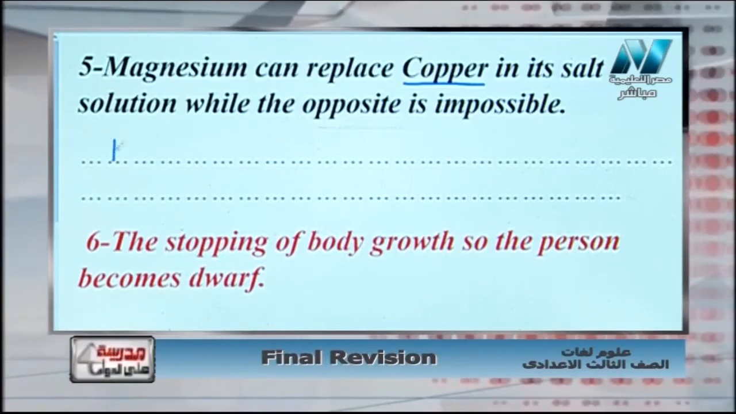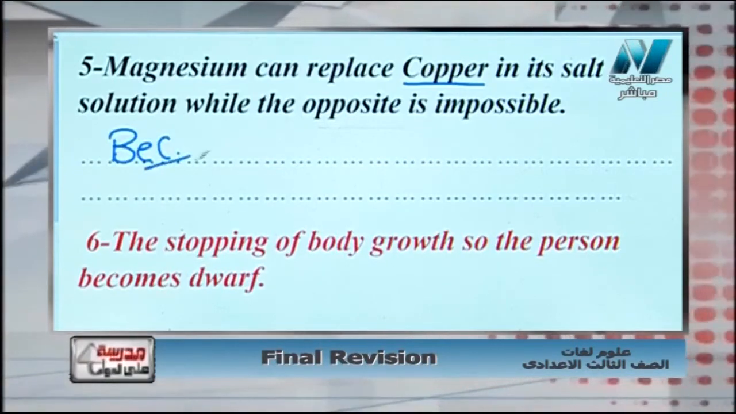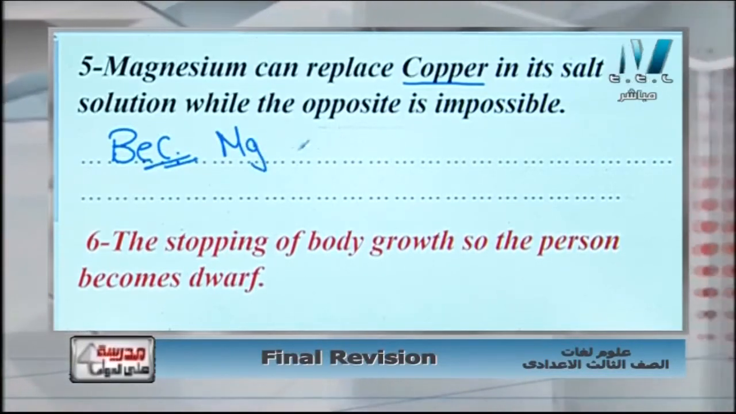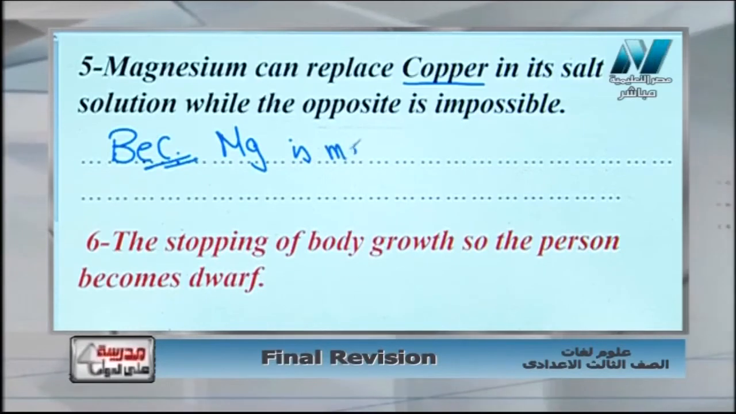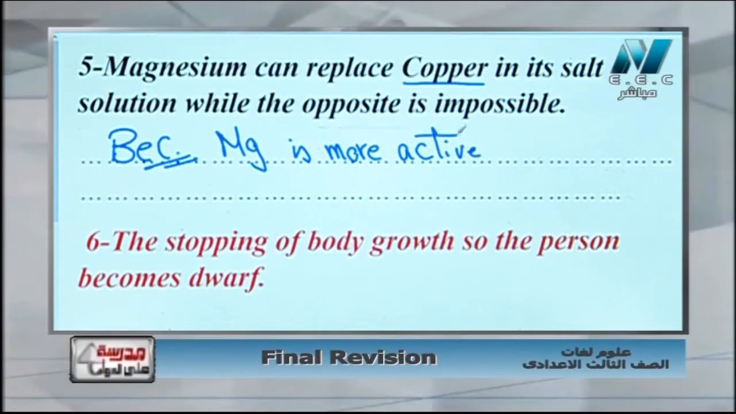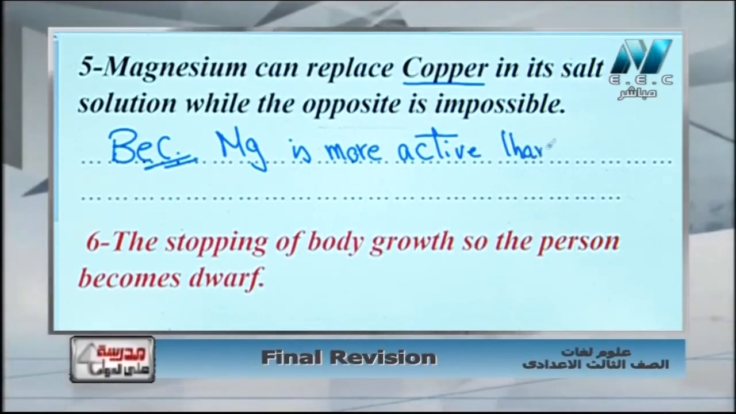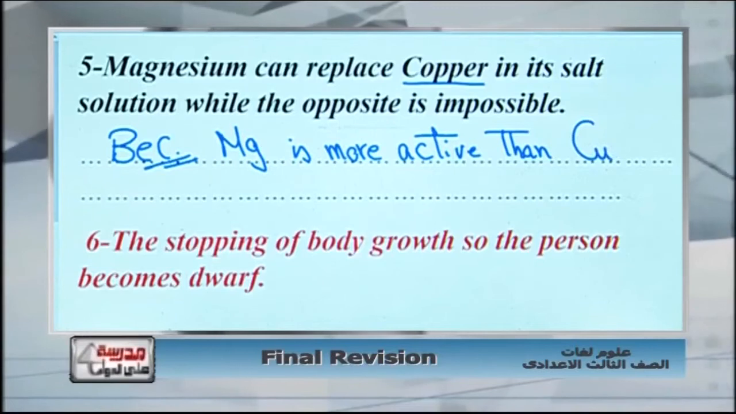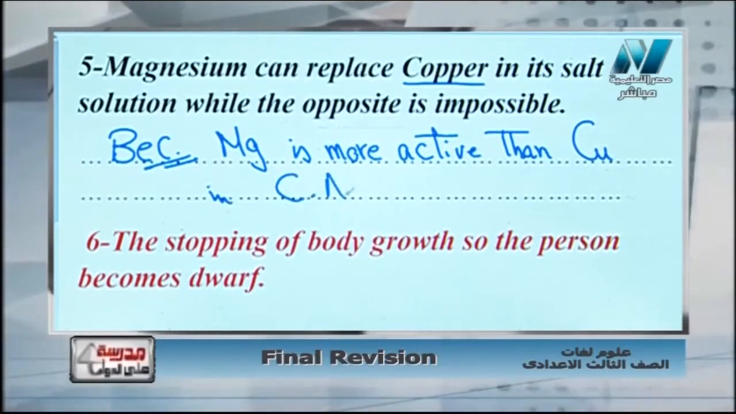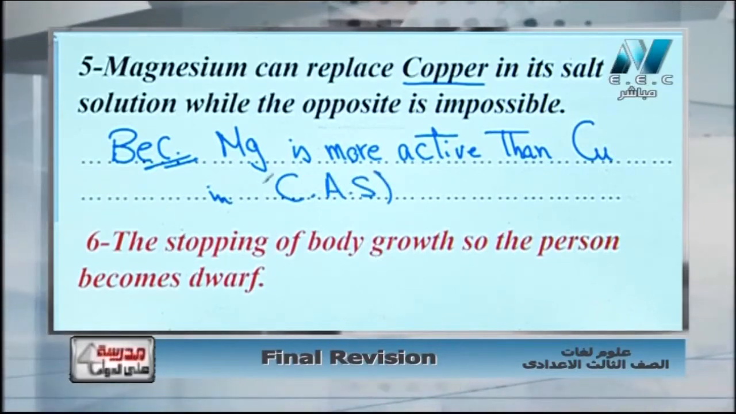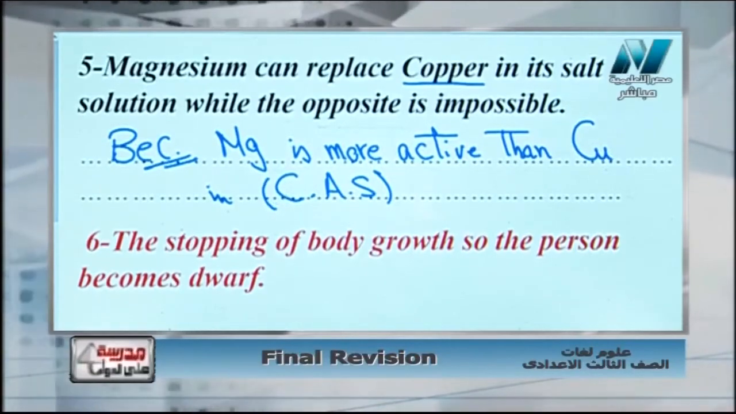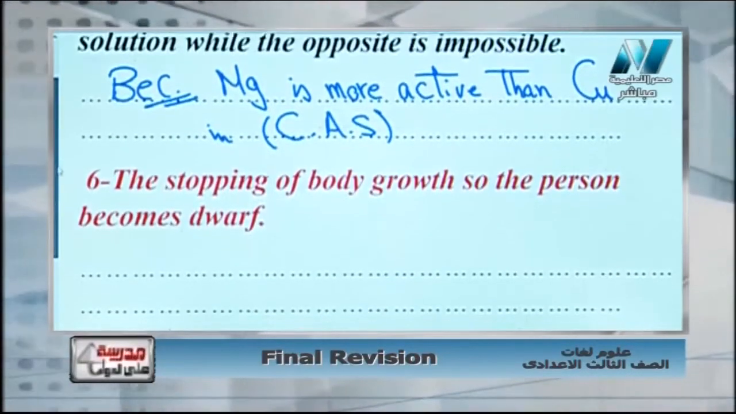So يبقى هقول له الانسر because magnesium Mg is more active than copper Cu in the chemical activity series. يبقى magnesium is more active than copper in the chemical activity series.